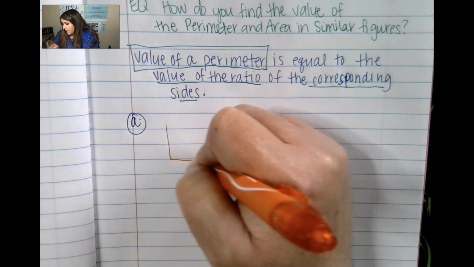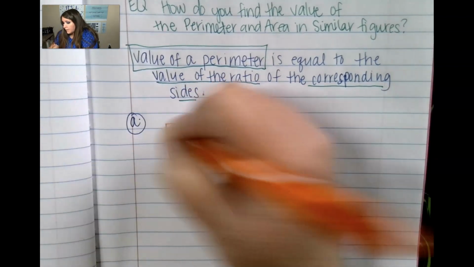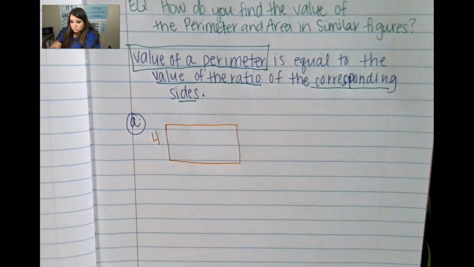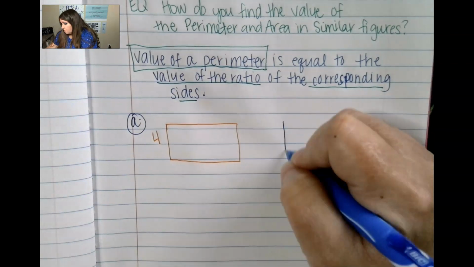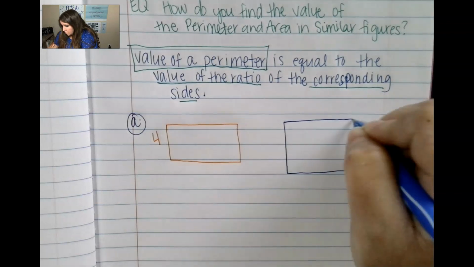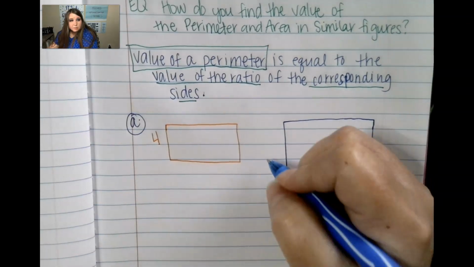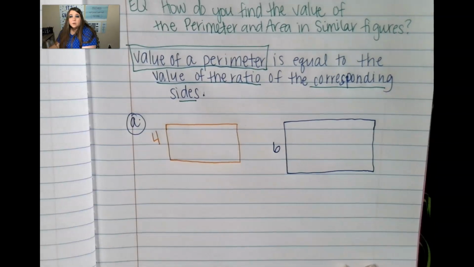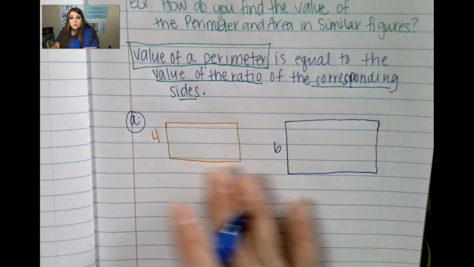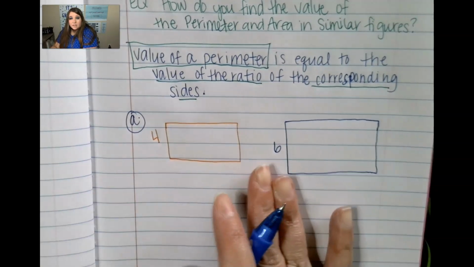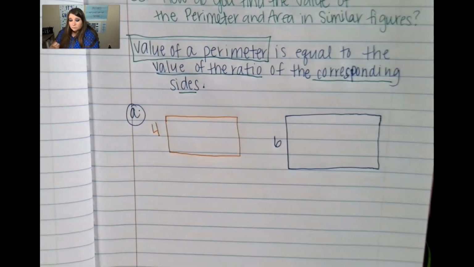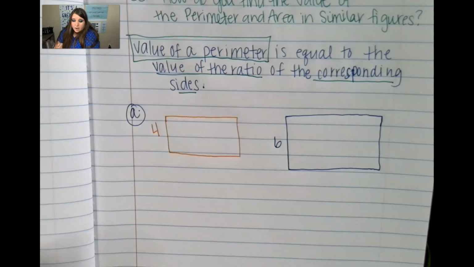So we have rectangle A, and rectangle A has one side length of 4. Then we have rectangle B, and these two rectangles are said to be similar, meaning that one is maybe a dilation of the other, but their ratio, or to get from one to the other side lengths, would be the same. So these are two similar figures. One is just a dilation of the other.